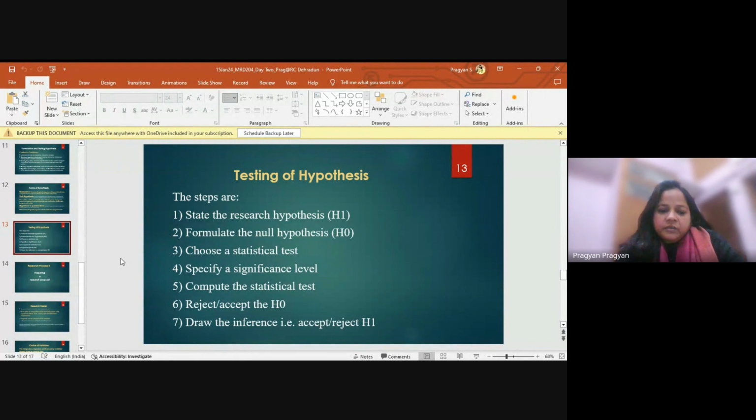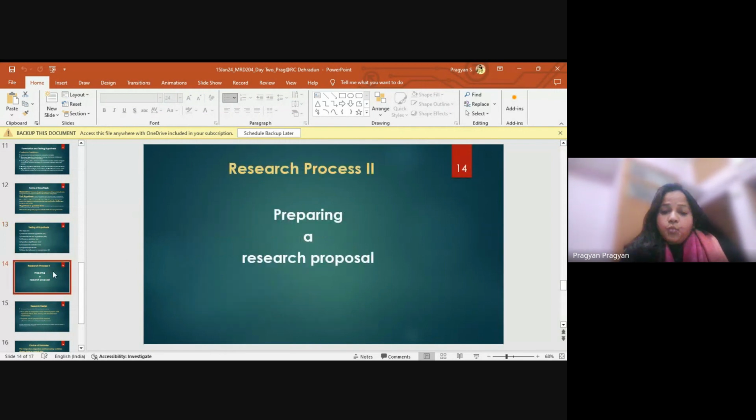And if we are going to reject that particular null hypothesis, then we are going to accept its alternative hypothesis, that is H1. That is the statement of the research hypothesis, which was just opposite to the null hypothesis. And in case we accept the null hypothesis, that means we are going to reject H1. So this is specifically done statistically.